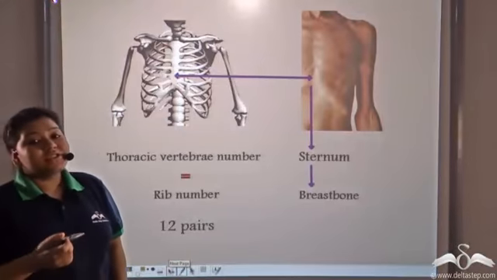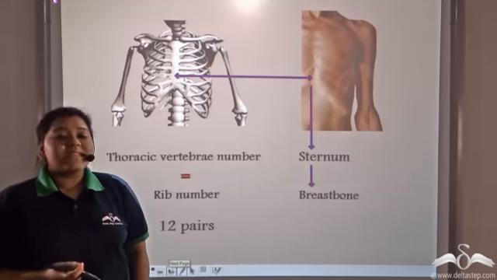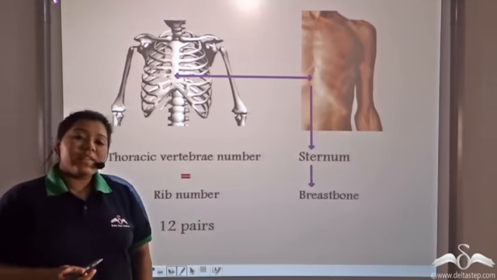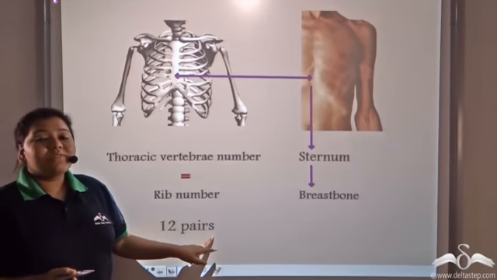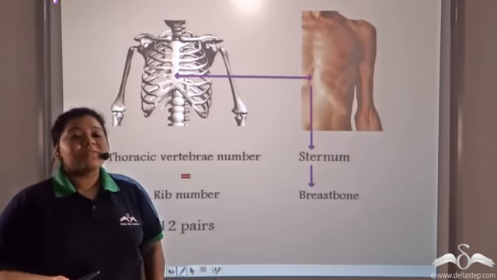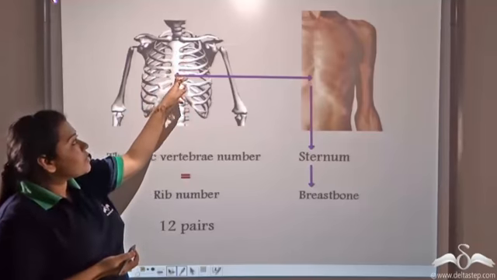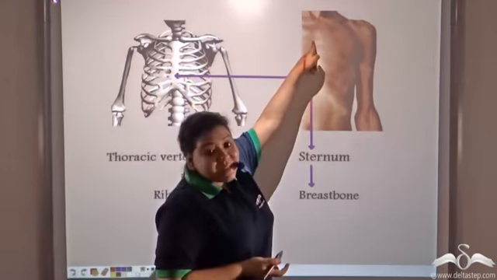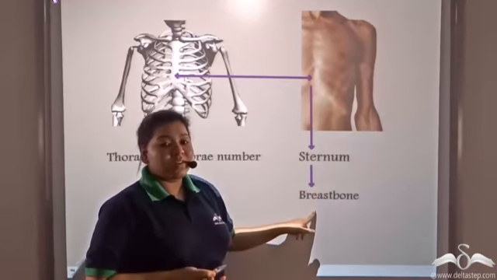Since there are 12 thoracic vertebrae and there are outgrowths coming out from either side of the vertebra, there will be 12 pairs of rib bones. Now these bones posteriorly start from the thoracic vertebra and end in front and fuse together in this flat bone that is present in the middle of the chest, known as the sternum or the breastbone.